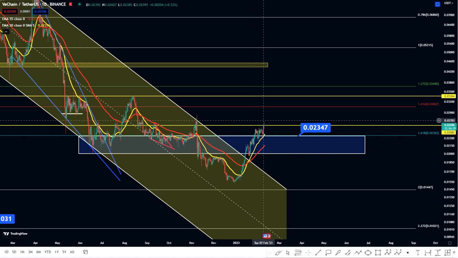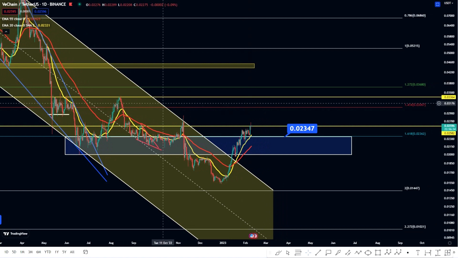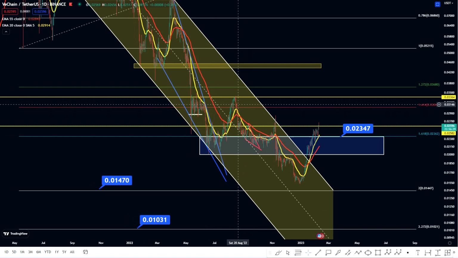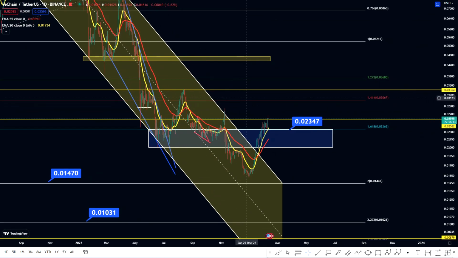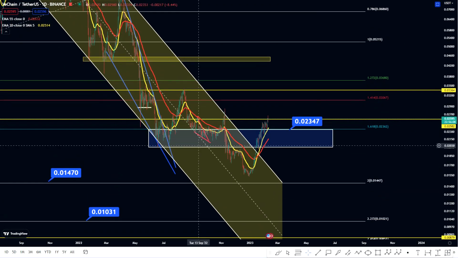If we don't break above this, I would not be expecting us to take out the 1.414 or even this August high, which, to be honest with you, was the most important high we could have taken out. If you take a look at a project like Cosmos Atom, you can see that it's way above the August high. In fact, it printed a September high that was higher than the August high. So Cosmos Atom is looking very healthy and very good. Most of the altcoins are struggling to retrace to their November high, not even touching the August high.